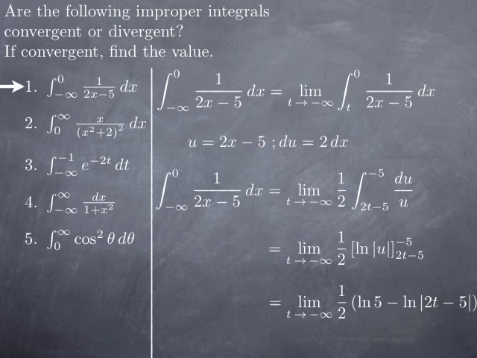Now when t goes to negative infinity, absolute value of 2t minus 5 goes to positive infinity, and therefore negative log of this quantity goes to negative infinity. So we end up with negative infinity for the limit, and so since we have an infinite limit, the integral is divergent.